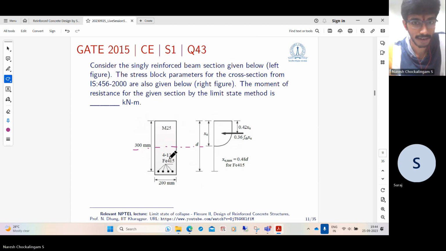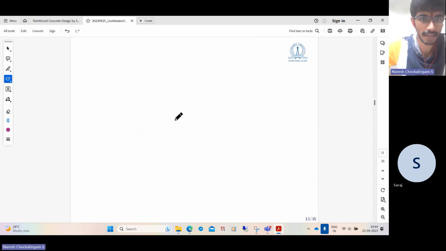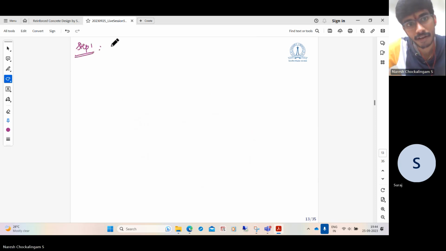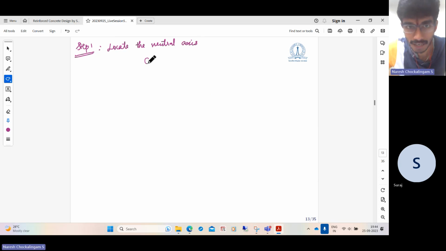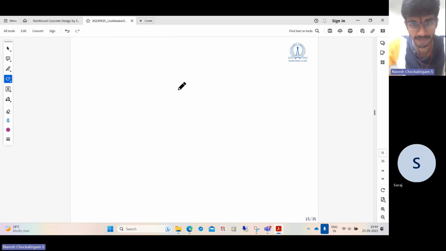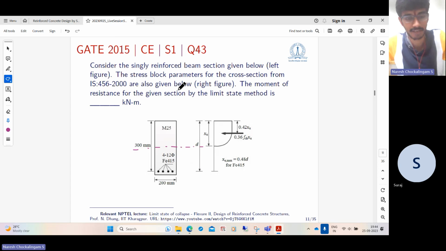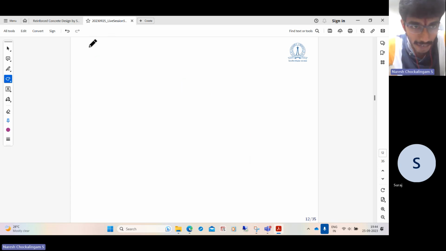So how do we determine the location of the neutral axis? Step 1, locate the neutral axis. How do we do that? The total compressive force should be equal to the total tensile force. What is the total compressive force? You can directly take it from, sorry, I have skipped the page. So locate the neutral axis.